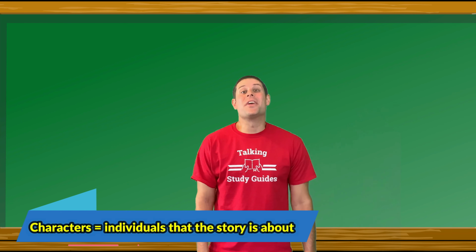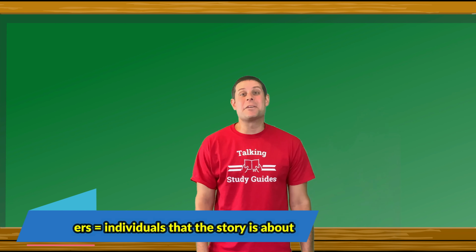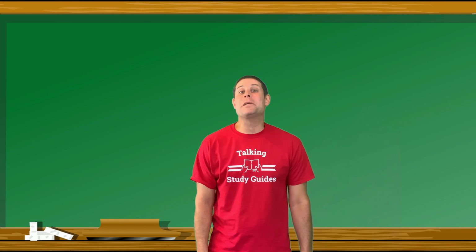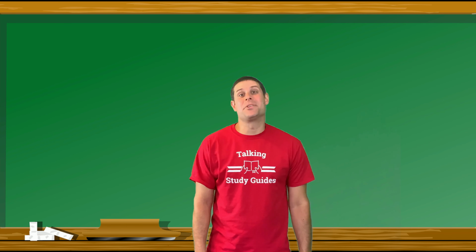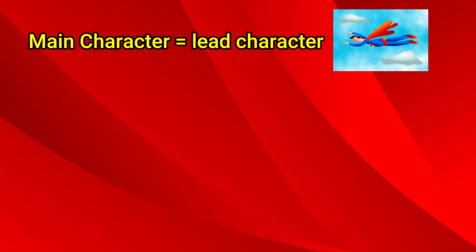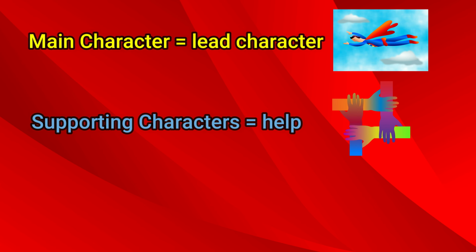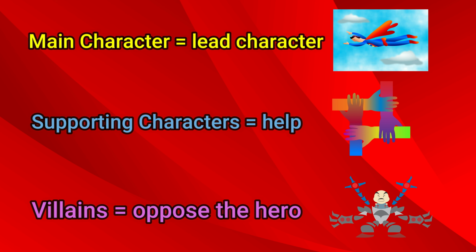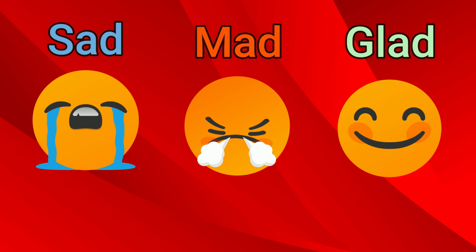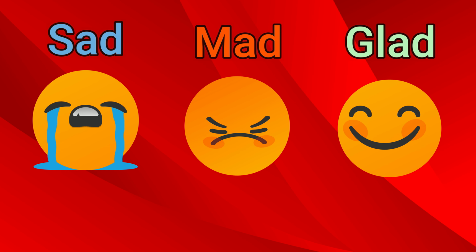The characters are the individuals that the story is about. The characters can be people or even animals. The main character is the lead character that the book is mostly about. Supporting characters are characters in the book that help the main character. And don't forget about those ill-mannered villains. The things that villains do may upset you, but without villains, stories wouldn't be nearly as interesting. If a story makes you sad, mad, or glad, it probably means that you are paying close attention to what is going on.